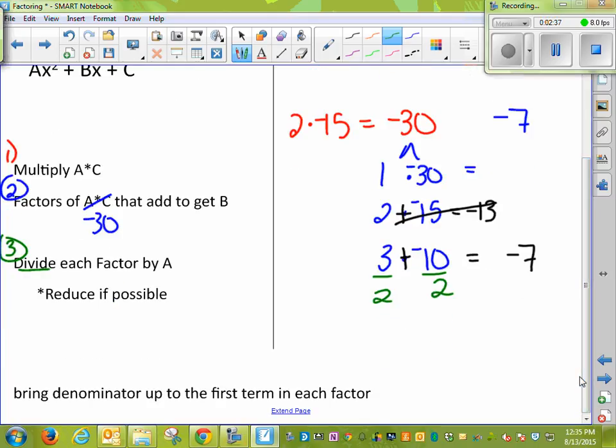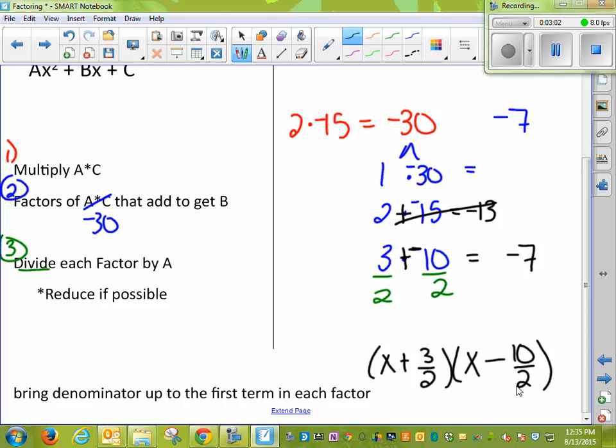Great. Let's throw these into parentheses as we get ready for our final answer. Anytime you want to list something in factored form, it should be set in parentheses. x plus 3 halves, that was one factor, times x minus, it's minus because of that negative 10, 10 over 2.